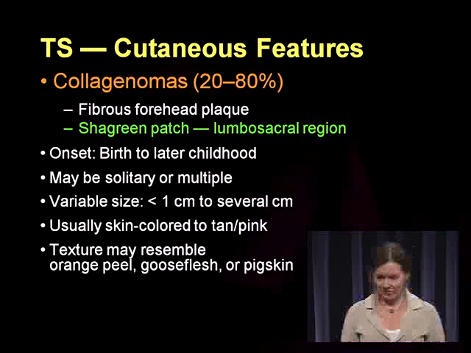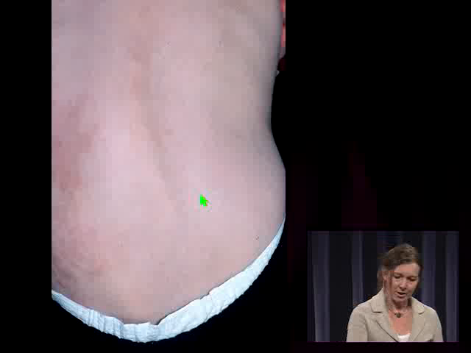This is a textbook example of a classic fibrous plaque of the forehead, which again is a connective tissue nevus or collagenoma. And these are subtle, but I hope you can see them over here. This youngster has these pink plaques here on the side of the back. And this is another fairly subtle example. This is the mid-back. Hopefully you can see this right here, this skin-colored plaque, and this area here.